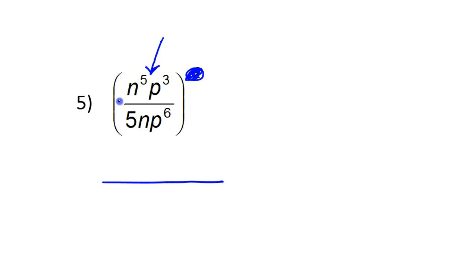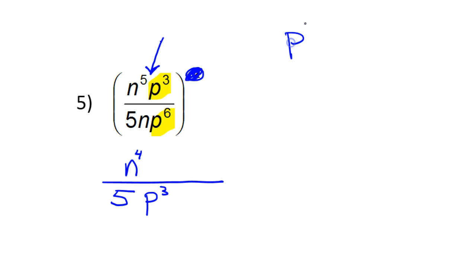Let's see, so the 5, there's no other number in the numerator, so that 5 is not going anywhere. I've got n to the 5th power over n. That's going to be n to the 4th power in the numerator, because this n is going to cancel out one of these n's and leave n to the 4th power. Next, I'm looking at the p to the 3rd power and the p to the 6th power. These 3 p's are going to cancel out 3 of these p's, and that's going to leave me with p to the 3rd power on the bottom.